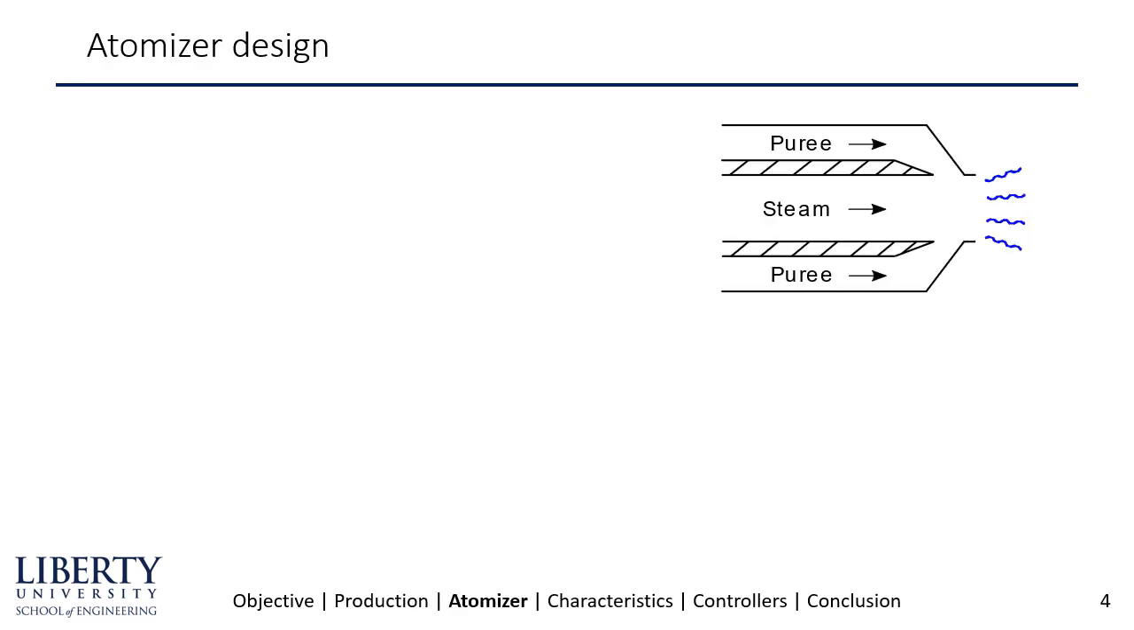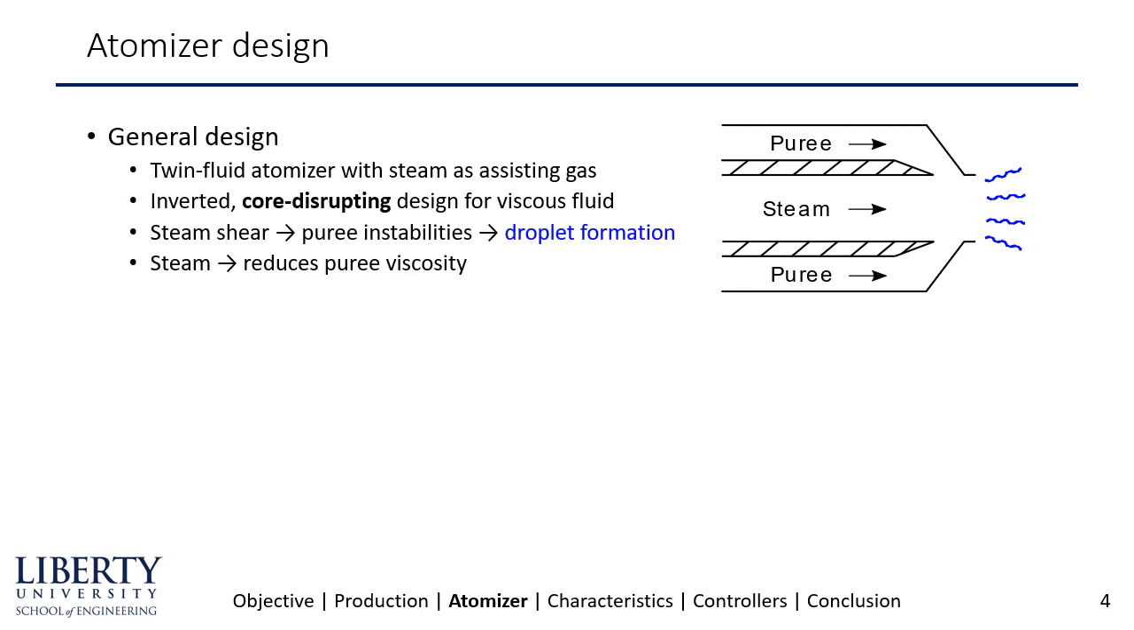All right, so here's the atomizer design. You can see a nice diagram of it on the right. This is a 2D cross cut, and it's a twin fluid atomizer with steam as the assisting gas. And we use an inverted core disrupting design for the viscous fluid. So we've shown this to be better for viscous fluid. Normally you would have gas around a central liquid core. Here we have an outer puree annulus with a central steam flow, and they meet, interact, and then exit the nozzle.